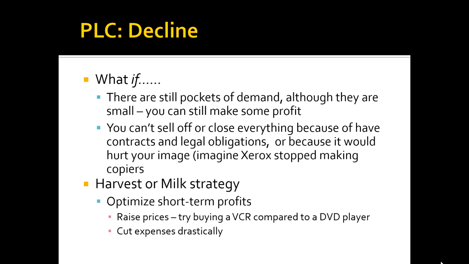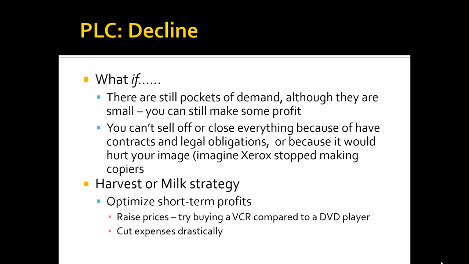So that approach is called a harvest or milk strategy. In that, hey, if I can make some money, or I have to try to, I can't get out of the business right now, even though I'd want to, you use a harvest or milk strategy, which means you're going to try to make as much profit as you can. So what do you do? Okay, you accountants in the audience, you should know this. You can raise your prices, right? It probably costs more to buy a VCR right now than a DVD player, for sure. And if everybody else is getting out of the business, there's not many of them, so it has value to some people.